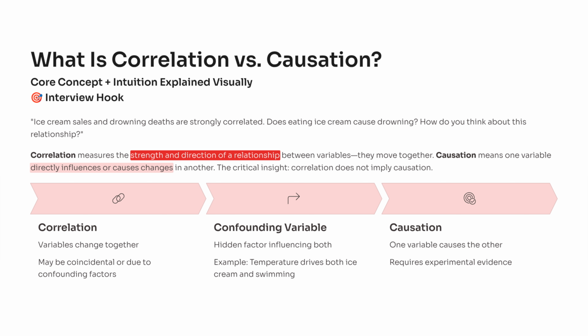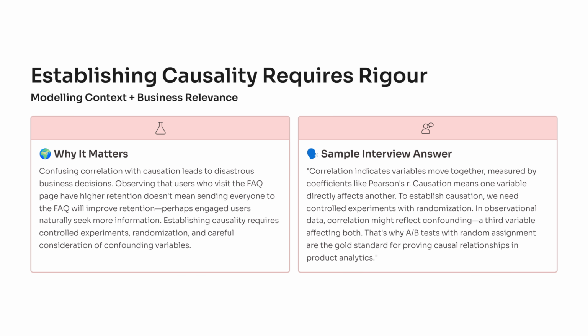So remember this line in your interview: correlation is movement, causation is influence. They often travel together, but one doesn't always mean the other. In interviews, they don't just want to know if you can define correlation and causation, they want to see if you know how to tell them apart in real business situations. Here's why it matters. If you confuse correlation with causation, you can make very expensive mistakes.